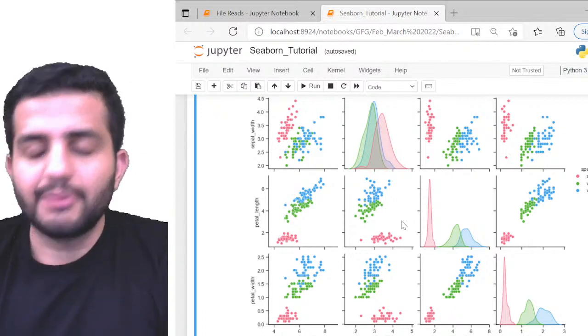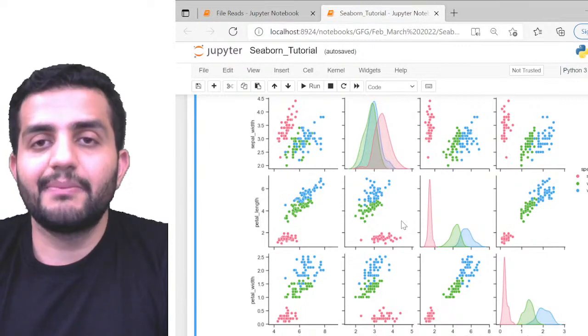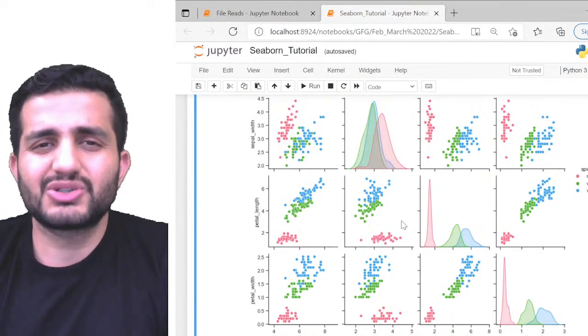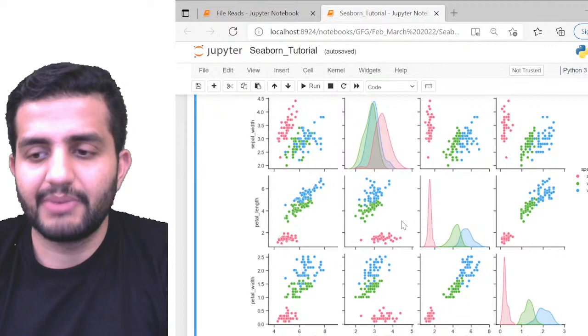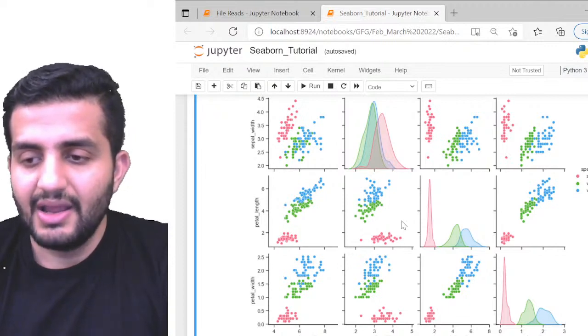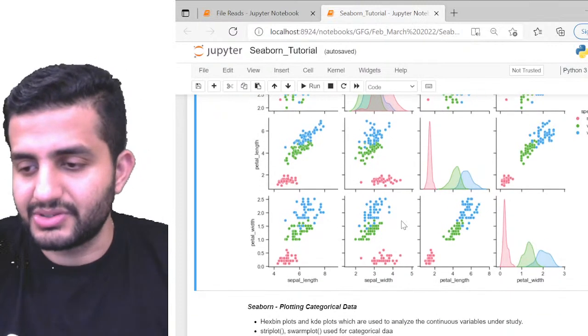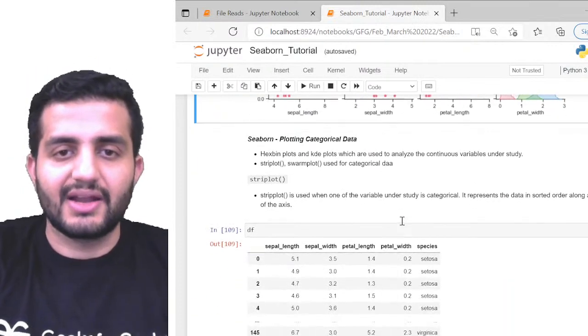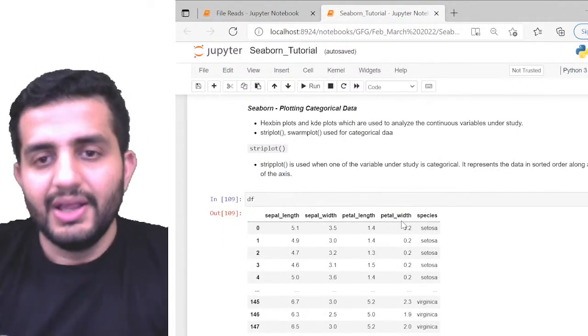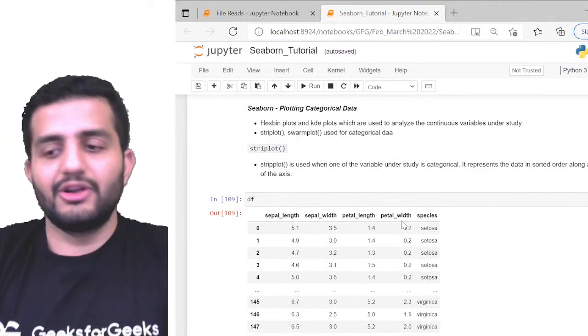Right. So now the problem is it's still comparatively easier to plot as many complex graphs as you want, but it's still important to understand what that graph is telling you. That is something which is very important, so always try to understand that. Okay, so that's pretty much about my numerical data.